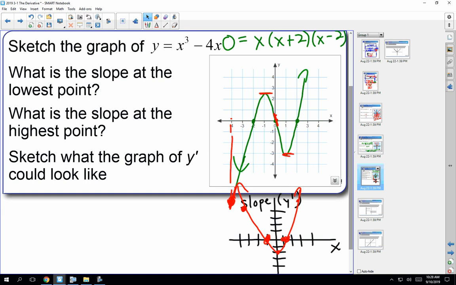So y equals x cubed minus 4x is a cubic function, and the derivative is a quadratic function. And that's what we graphed here. We graphed a cubic, and then this one ended up being a quadratic. So this is an example of graphing the derivative, just getting a sketch of it, and that's all you're asked to do from the original function.